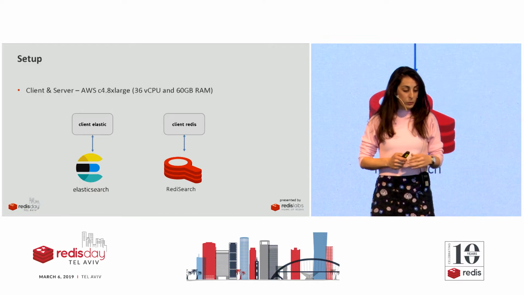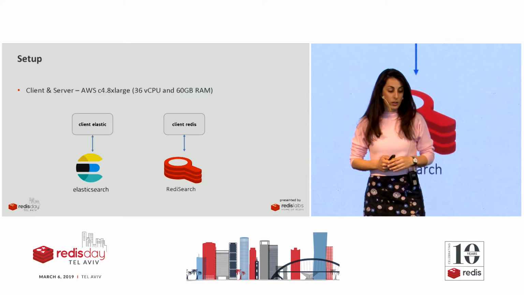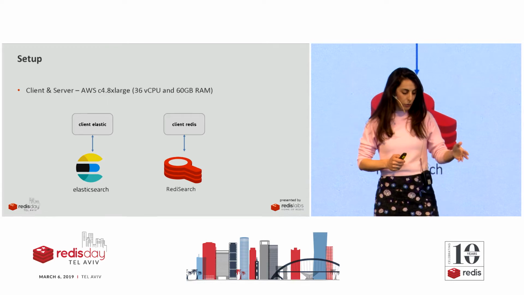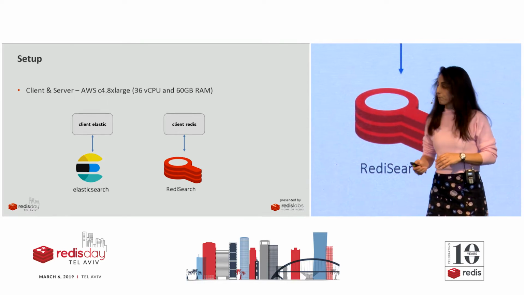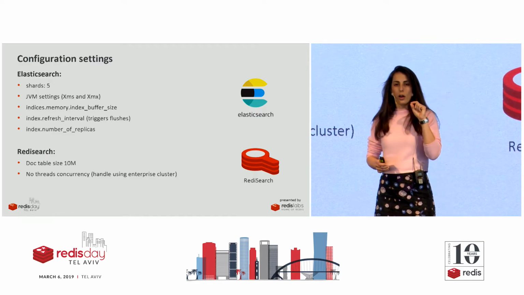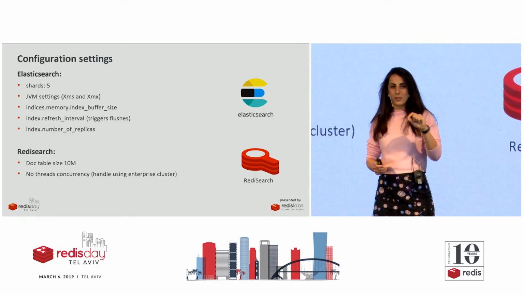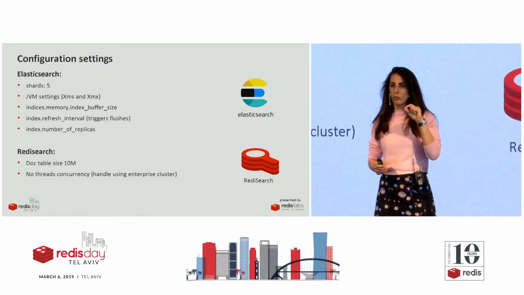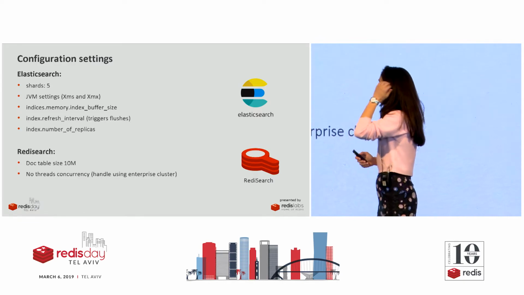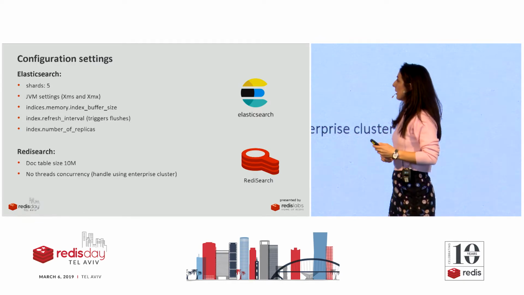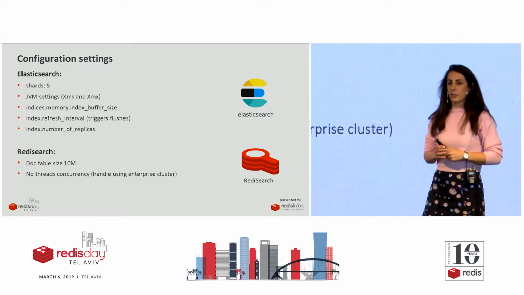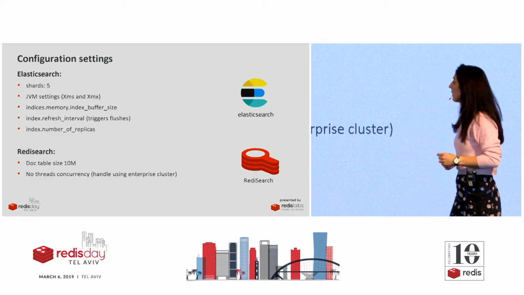So the setup that we used is a C4 8 extra large instance on AWS, obviously a dedicated client for Elastic and a dedicated client for Redis. And the configuration settings that we used, we are doing our best to optimize each platform to run at the fastest number that we can. So we spent a lot of time to optimize Elasticsearch. We were running with 5 shards. We increased the JVM settings from 1 gigabyte to 25 gigabytes.